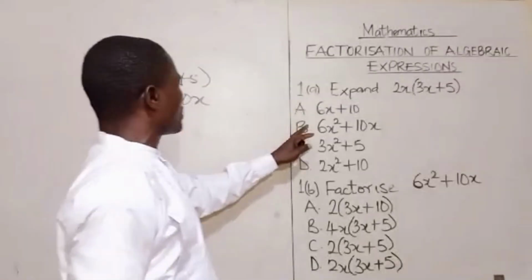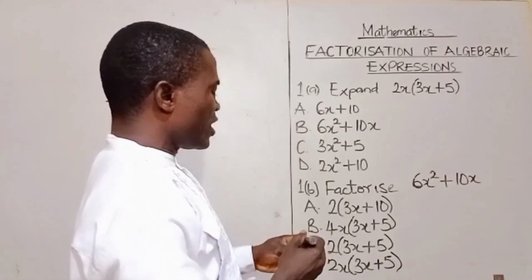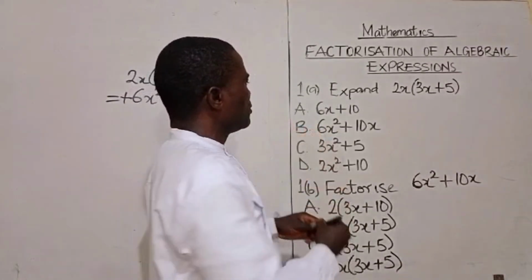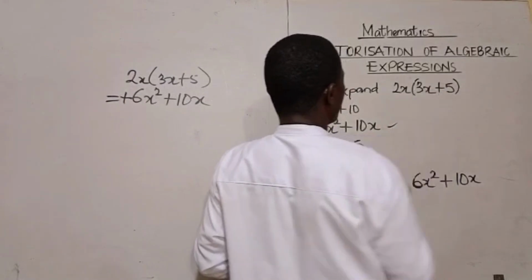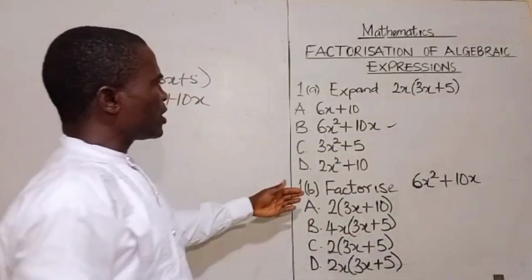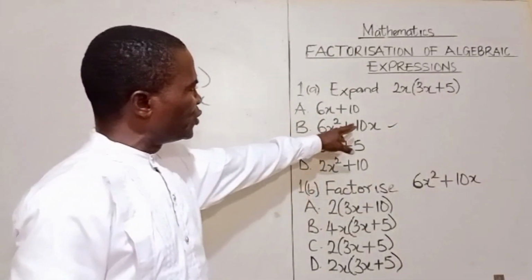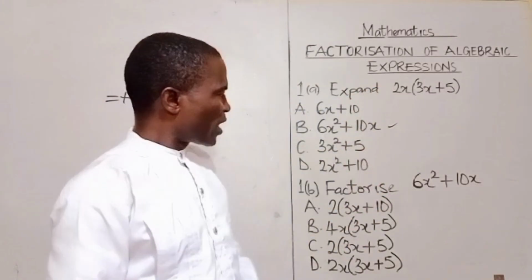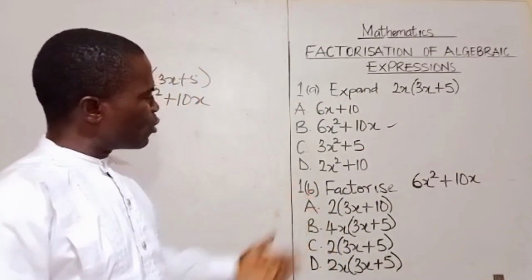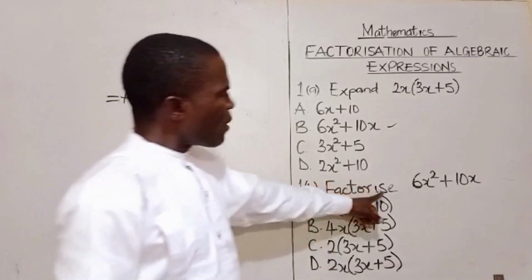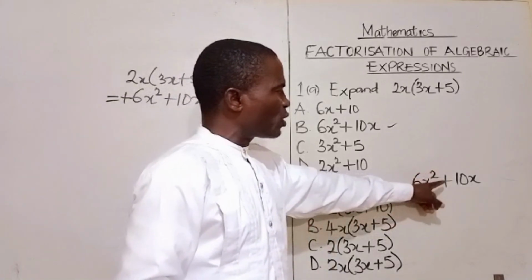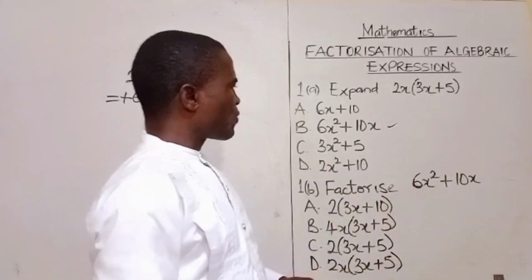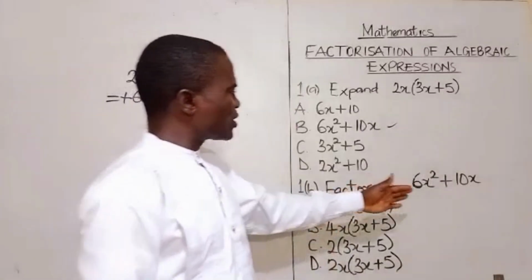Now let's check the correct option. The correct option is option B. Now let us see how we can return the journey traveled by the expansion using factorization. Here is question 1b. Factorize 6x squared plus 10x.